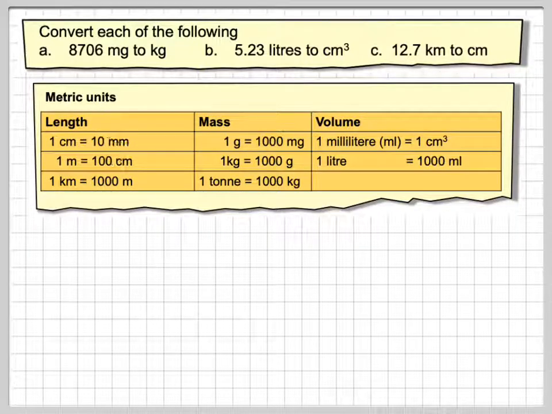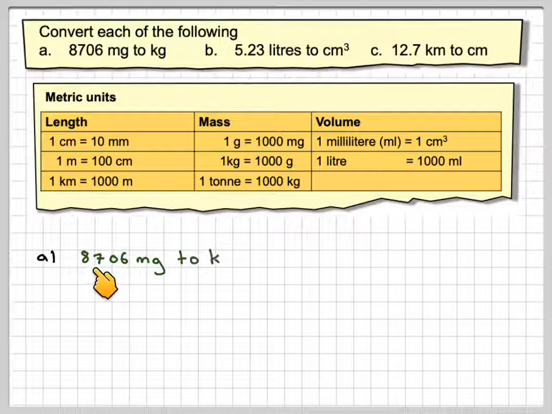1 centimetre is 10 millimetres, 1 metre is 100 centimetres, 1 kilometre is 1,000 metres, and for mass, 1 gram is 1,000 milligrams, 1 kilogram is 1,000 grams, 1 tonne is 1,000 kilograms, and this is called the metric tonne. And then 1 millilitre is actually 1 centimetre cubed, and 1 litre is 1,000 millilitres. You need to learn this table.